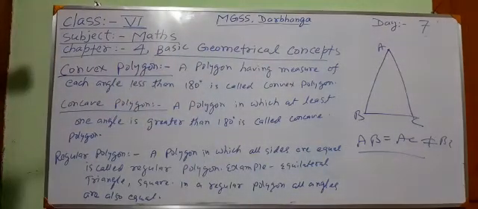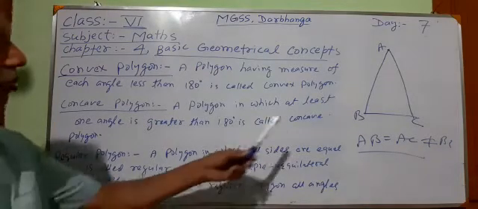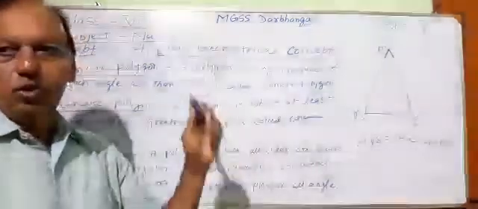Now in the next video we shall read again about different types of polygons. The nomenclature of polygons is done on the basis of the number of sides. In the next video we shall discuss it.